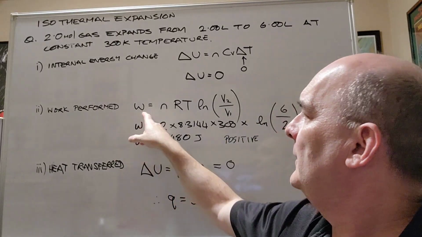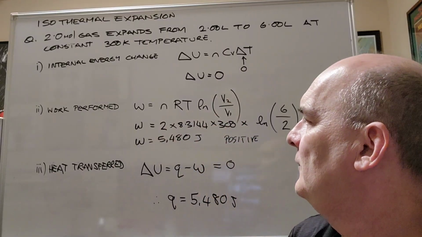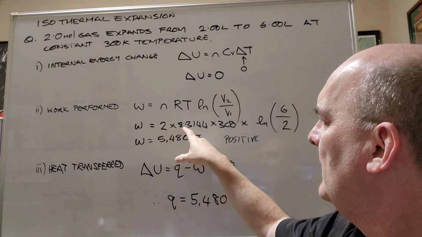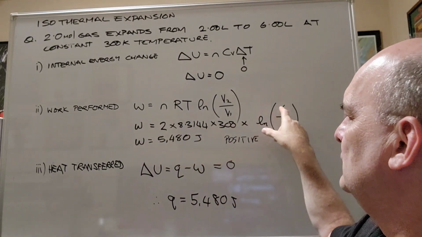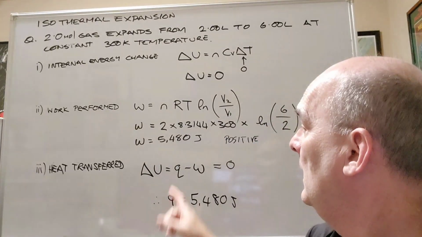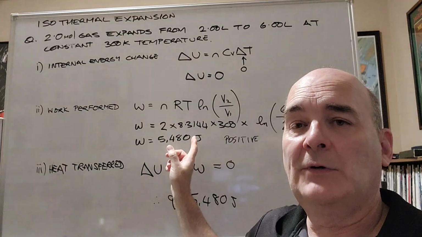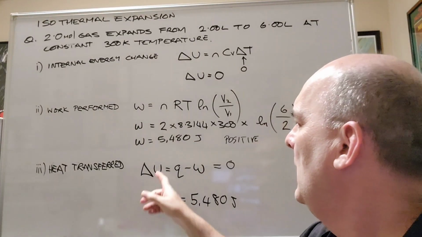Work performed, W equals N RT natural log of V2 over V1. Just put the numbers in. W is 2 multiplied by 8.3144 multiplied by 300 multiplied by the natural log of 6 over 2. And that gives us a value of 5,480 joules. This is a positive number because it's an expansion.